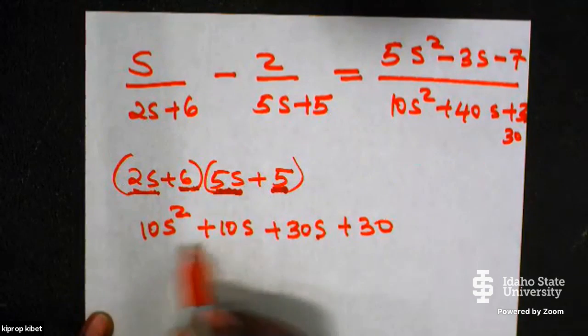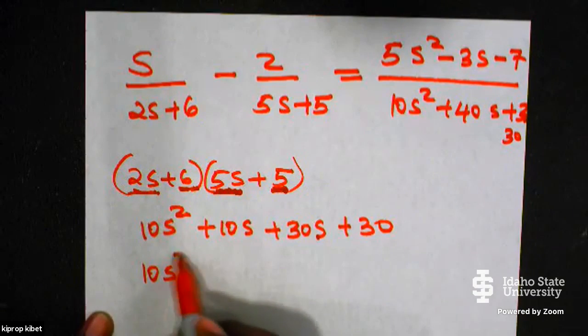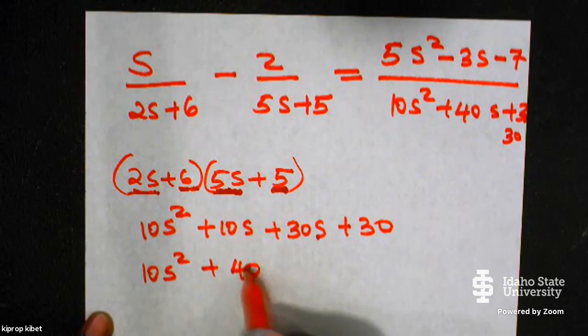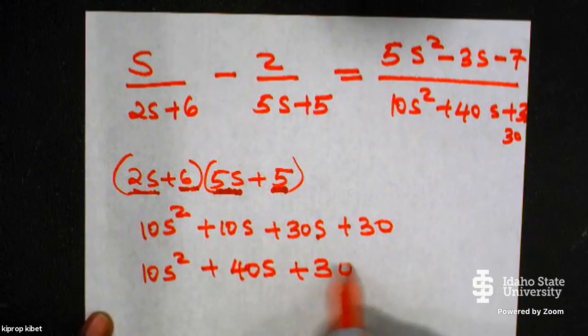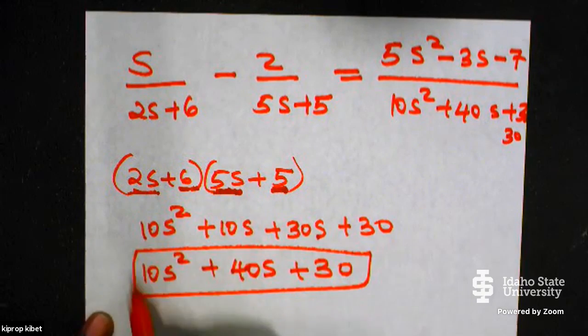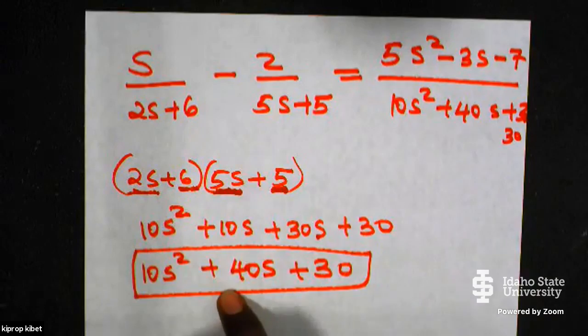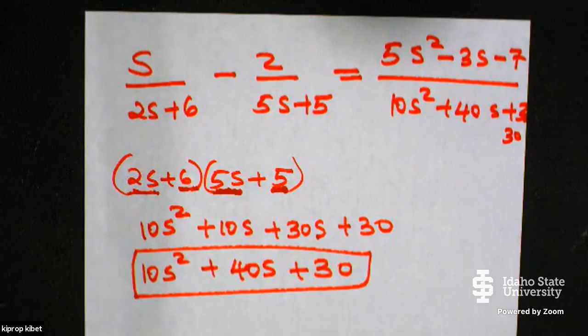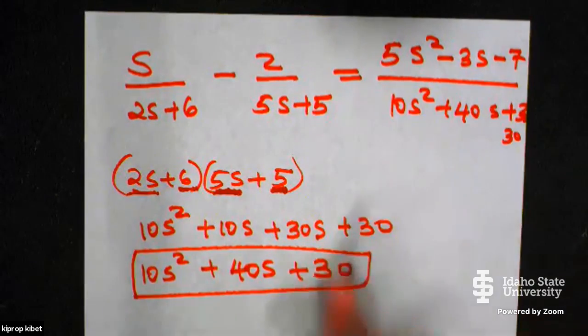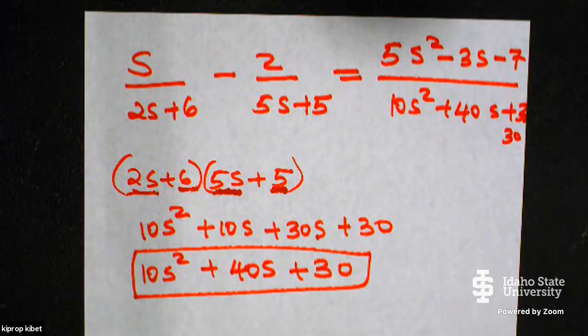So when you simplify this, you get 10s squared plus 40s plus 30. So that means this is the least common denominator. So you now multiply both sides by 10s squared plus 40s plus 30.